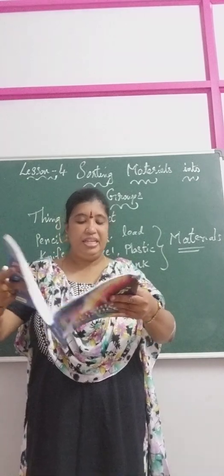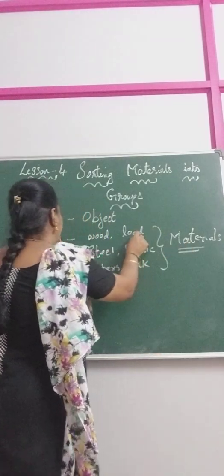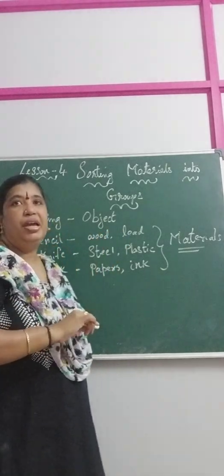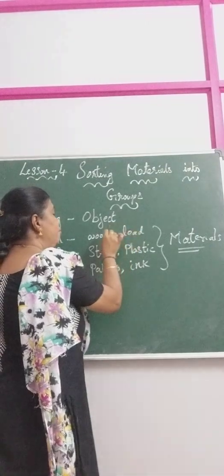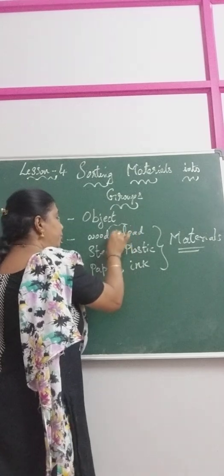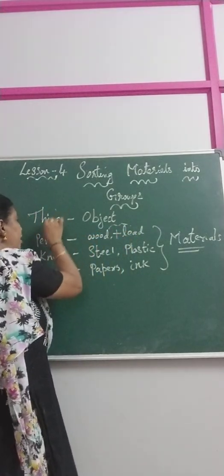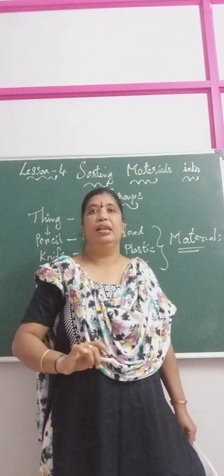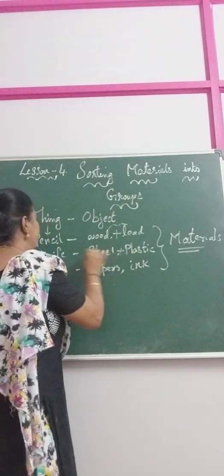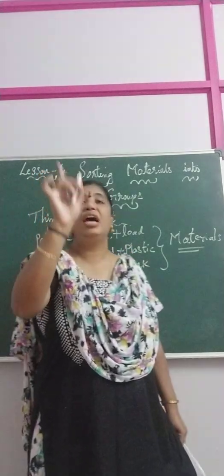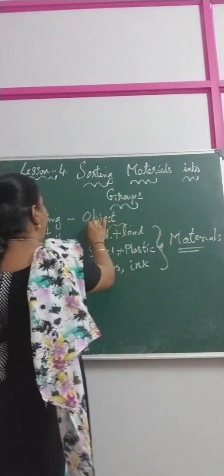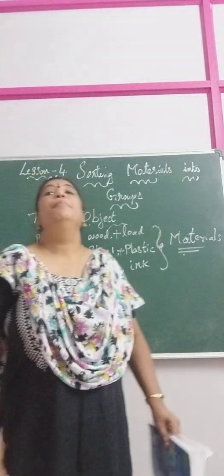Now, these materials we have used to make different objects. We have used them to make different things. Am I right, children? We have used lead and wood, these are two different materials, and these two materials are put together to make a thing or an object called a pencil. Now, materials like plastic and steel are put together to make an object or a thing called a knife. So, all the things which are used to make up an object or a thing are called materials.